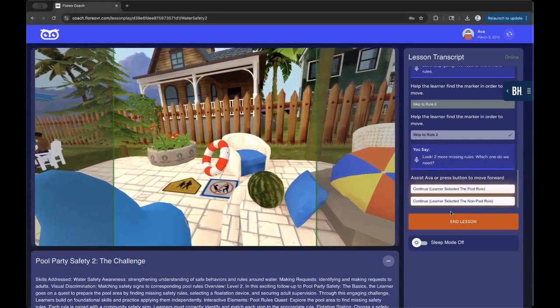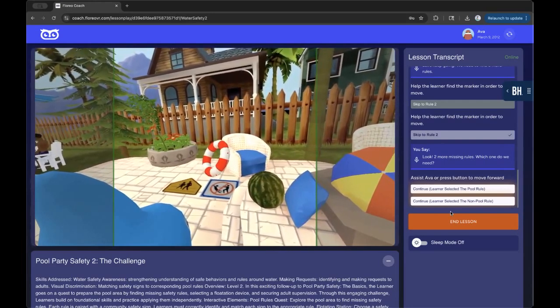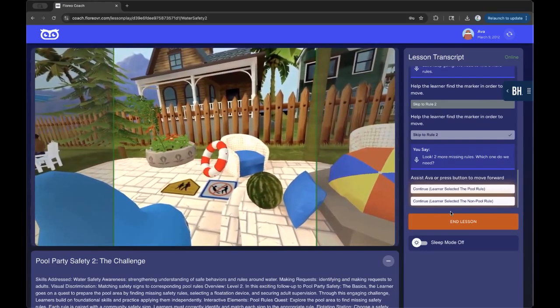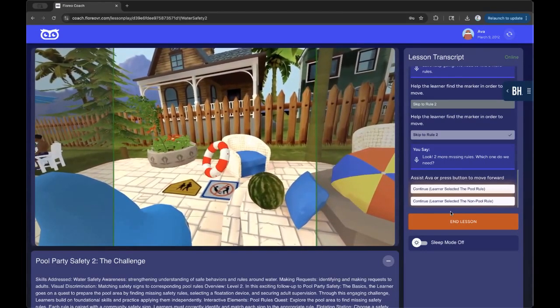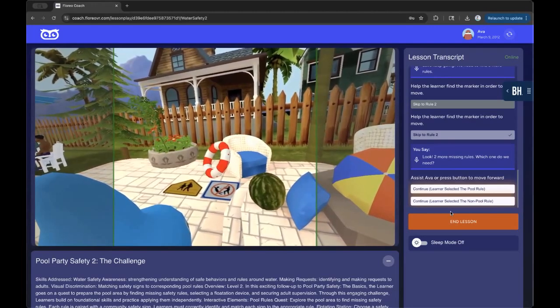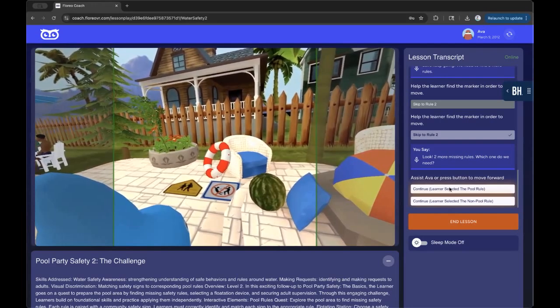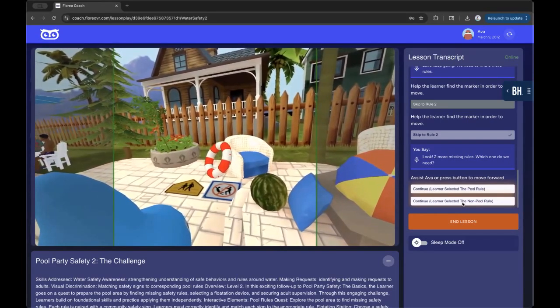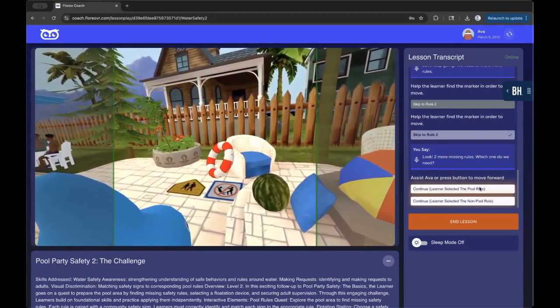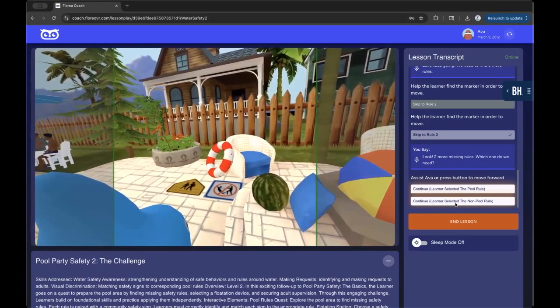So Heather had mentioned that maybe you have a learner who has a hard time fixating on that player movement marker. Same thing, you might have a learner that may have trouble fixating on some of these icons. Perhaps they don't have full range of motion for their neck and their head. And so you'll see here that we have two continue options. One says learner selected the pool rule. The other says learner selected the non-pool rule.